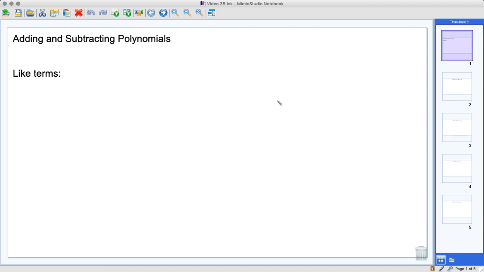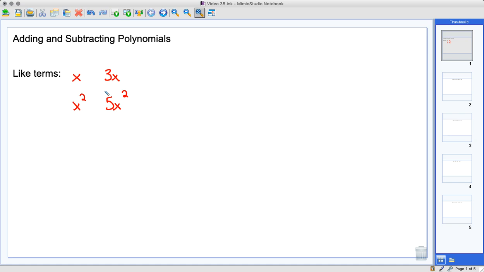All right, so in this lesson we're going to talk about adding and subtracting polynomials. The first thing we have to talk about is like terms, because we're going to be combining like terms. So something like x and 3x are like terms. x squared and 5x squared are like terms. Now notice x and x squared are not like terms, so we can't make that x to the third.